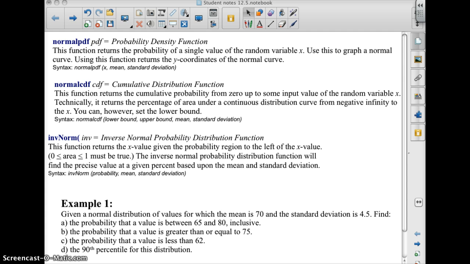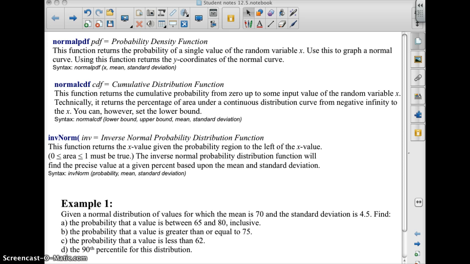All right. It returns a percentage, or a continuous distribution curve, from negative infinity to the x. You can set the lower bound at 0. And some of you have the new calculators, and instead of having that place to put in a lower bound, it already starts with a lower bound, maybe like 99e to the negative 100. That's basically like 0.0000000000099. All right, but I like to just use 0 if I'm doing from 0 up.